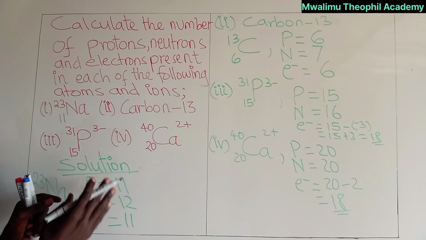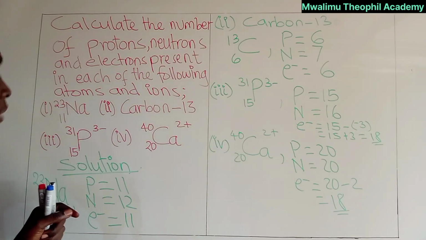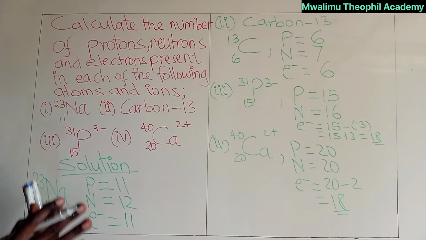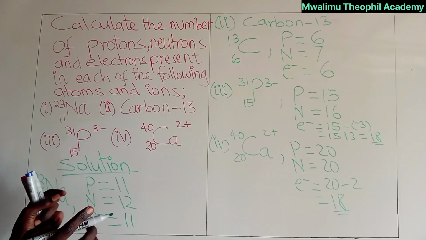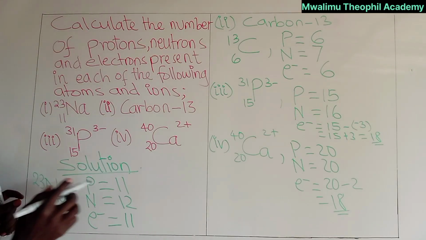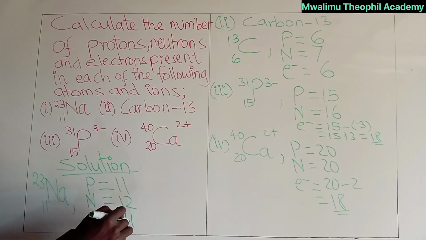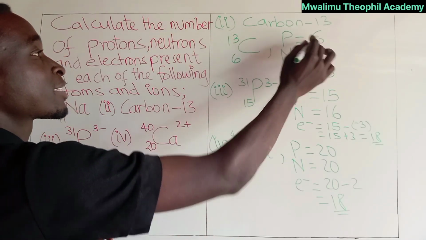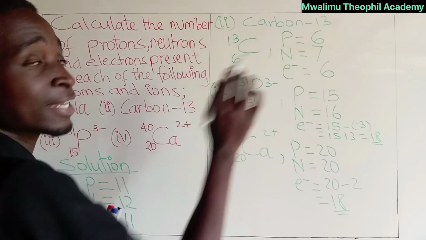When you go across all of these 4 atoms and ions, you may recognize that for neutral atoms, the number of protons is equal to the number of electrons. For example, in sodium atom, there are 11 protons and the number of electrons is 11. The same in carbon-13. There are 6 protons and there are 6 electrons.